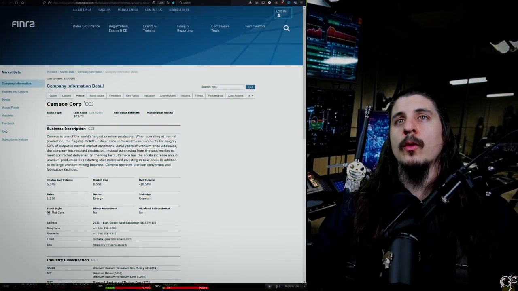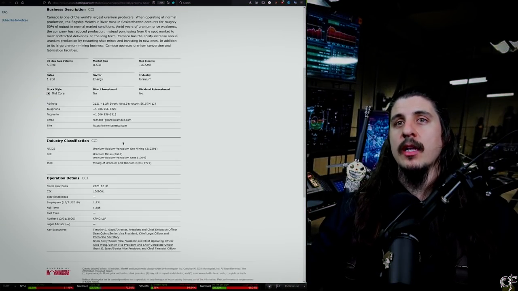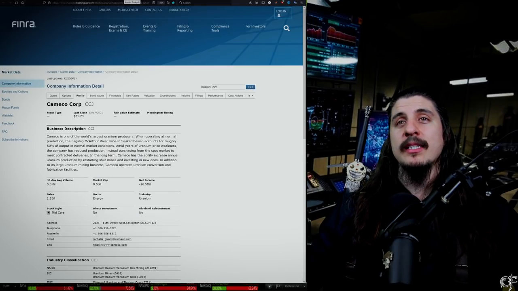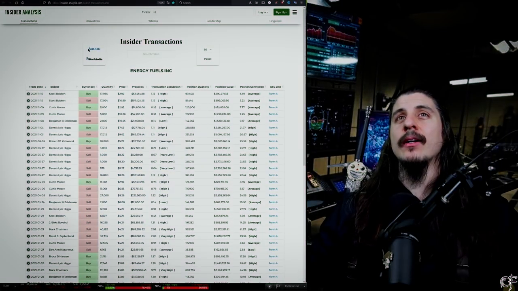And then FINRA, another one. If you're looking up debt for the stock, this is another one I use. Like I said, all these websites will be in the link description below. Insider analysis. This shows you a nice visual of insider transactions for stocks. I like this.